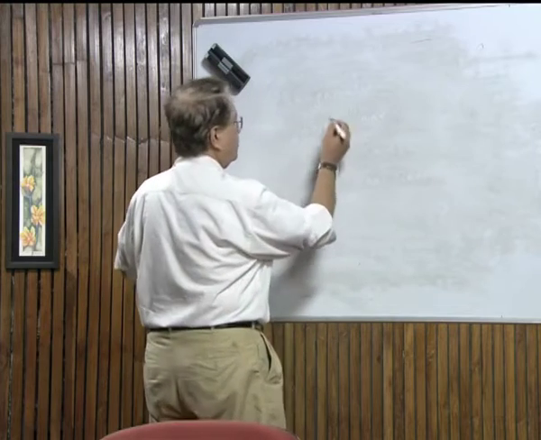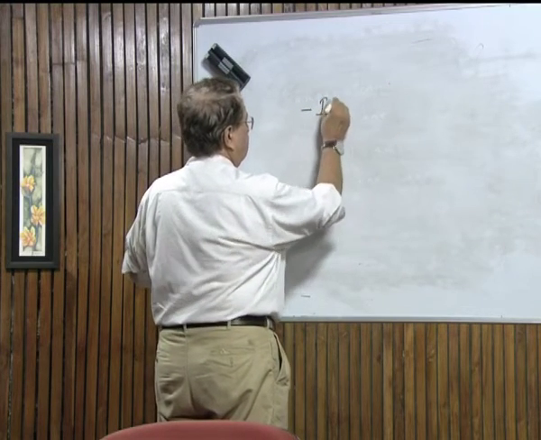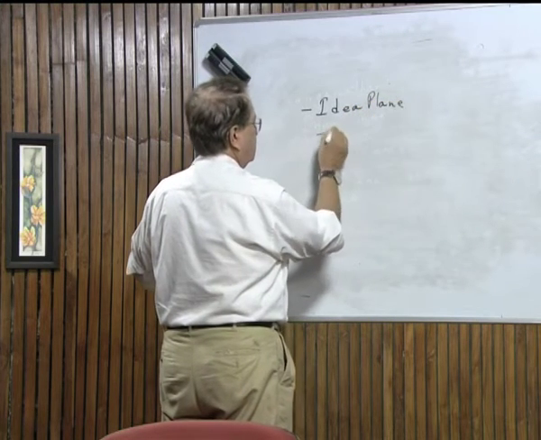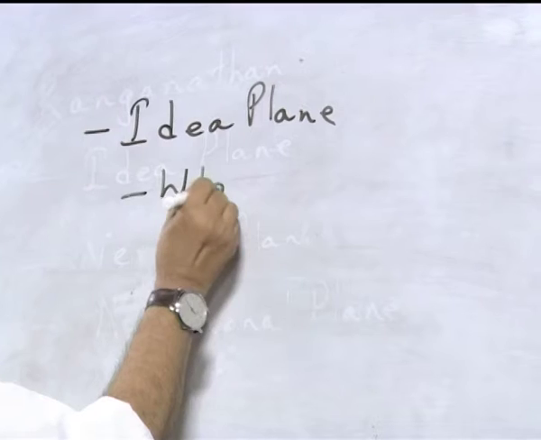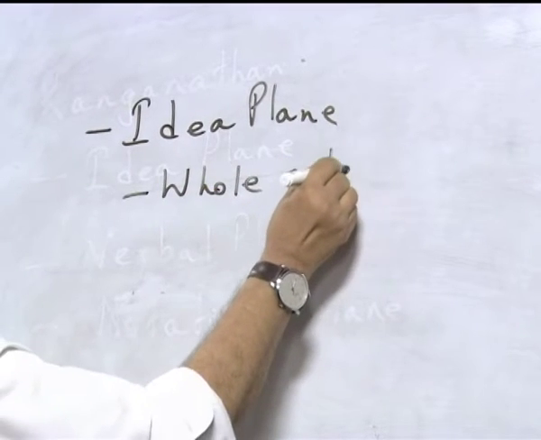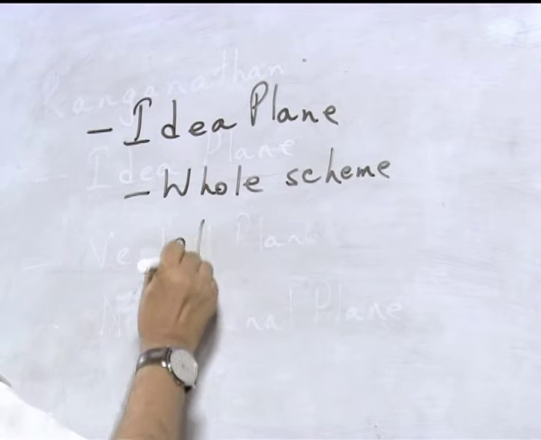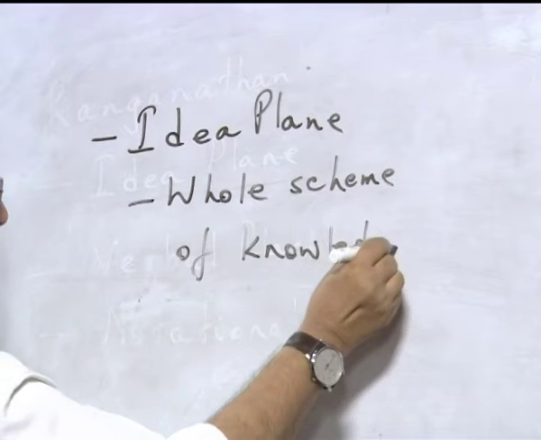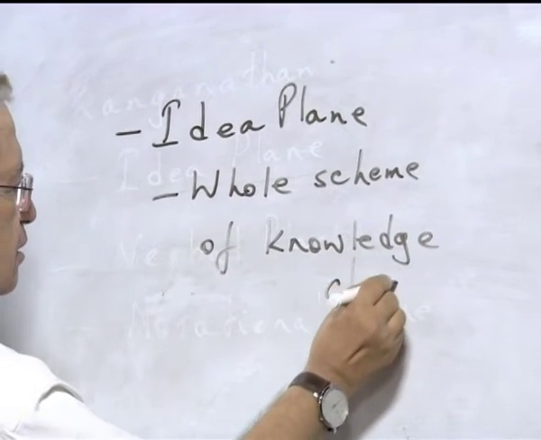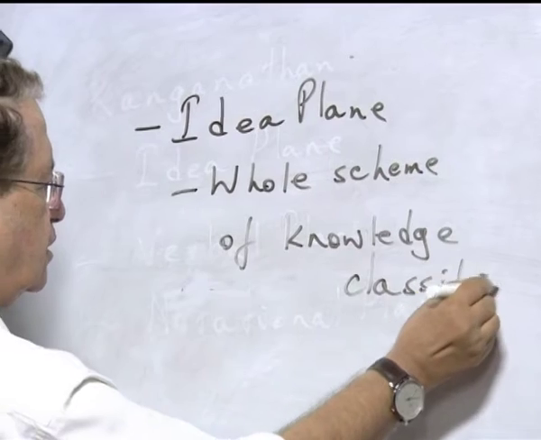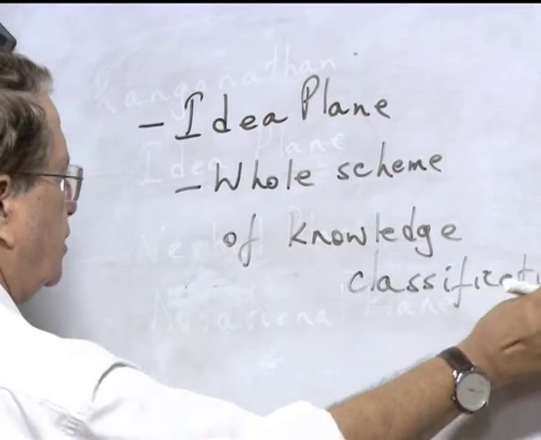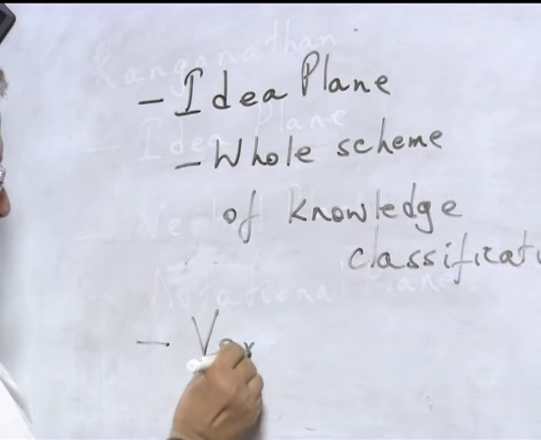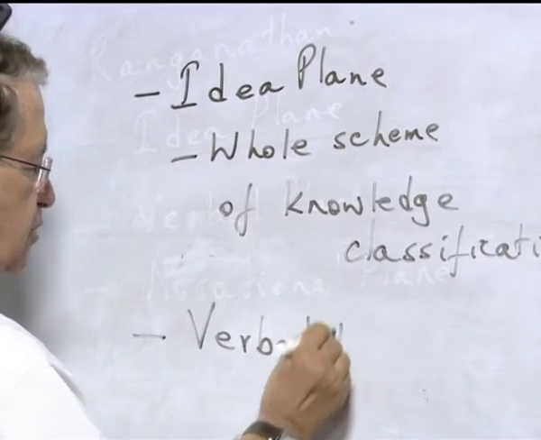So, Dr. Ranganathan's ideas first talked about the idea plane, which gave us the whole scheme of classification, especially the whole scheme of knowledge classification. And after this scheme was made and the sequencing was done, we had to think of what to call them. This area he called the verbal plane.